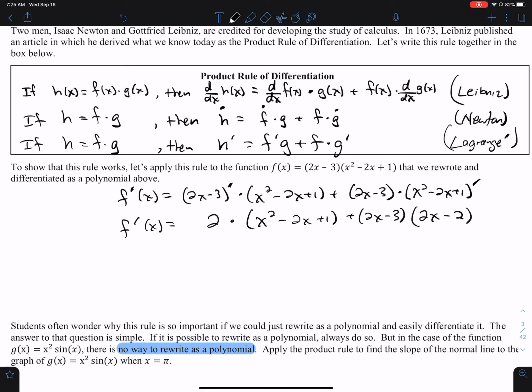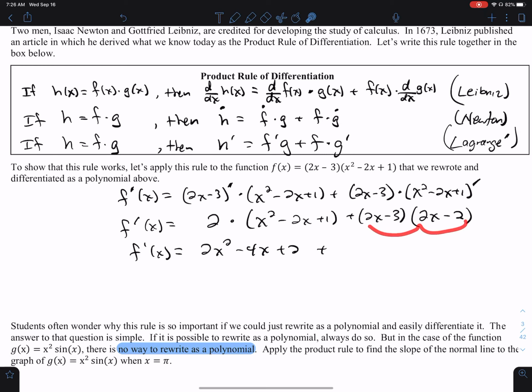Now, if this was a free response question, you would be free to leave this as your answer. But if it's multiple choice, they are unlikely to leave it like this. So we have to multiply the 2 times the trinomial, distribute this stuff over here so we don't have parentheses. So f prime of x would equal 2x squared minus 4x plus 2.